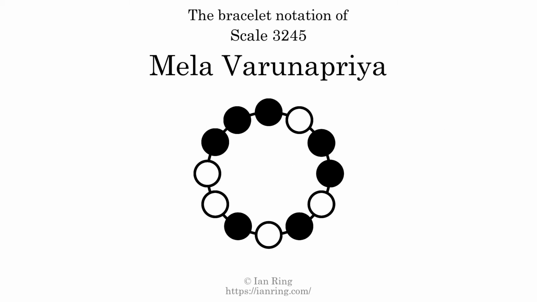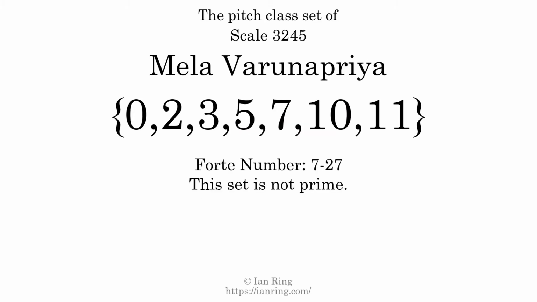This is a bracelet notation diagram of scale 3245. The shaded circles represent tones that appear in the scale, and they are read clockwise, starting at the top. The pitch class set for this scale is 0, 2, 3, 5, 7, 10, 11. The Fort class is 727. This set is not prime.